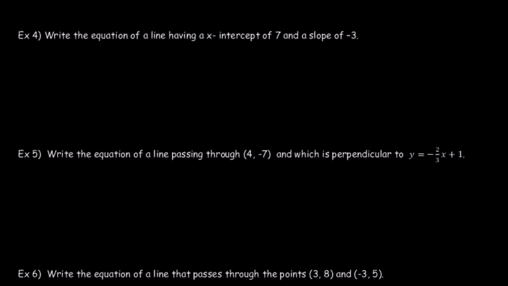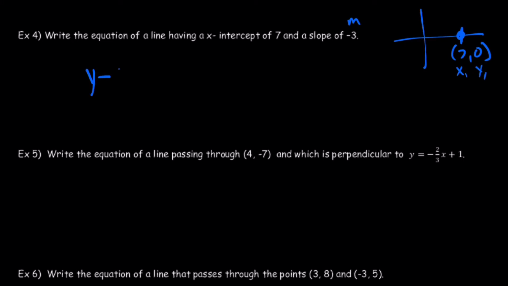It says here, write the equation of a line having an x-intercept of 7 and a slope of -3. Well, the slope is m, but what does it mean, x-intercept? And it might be helpful if you just jot this down real quick. The x-intercept is out here at 7. Well, that's simply a coordinate. That's the coordinate 7, 0. So there's your x1, there's your y1.